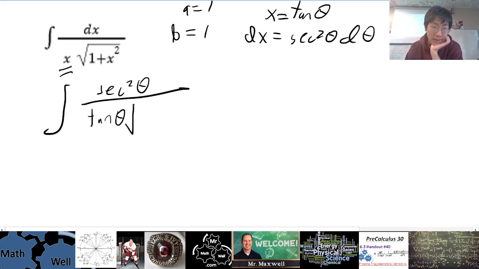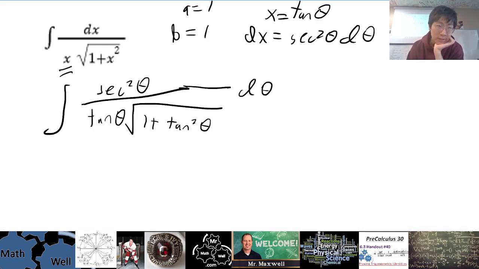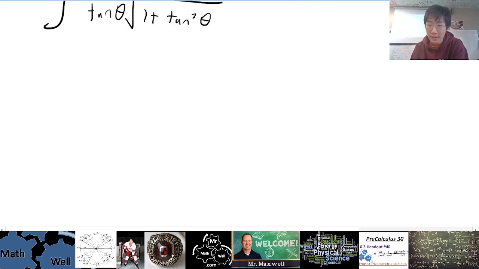So now we have secant squared theta over tan theta root 1 plus tan squared theta, and I'll add the d theta on the very end. Just a quick note: when you have something like a dx over some function, that's just like writing dx on the side, and there's an invisible 1 here. You could say it's 1 dx, but that's not a big deal. All right, so now we have this integral, and let's begin simplifying it.